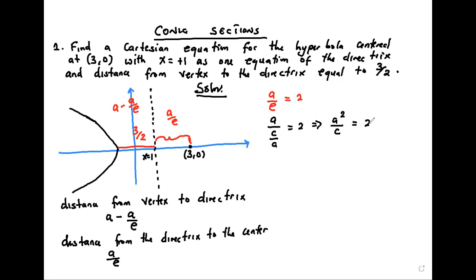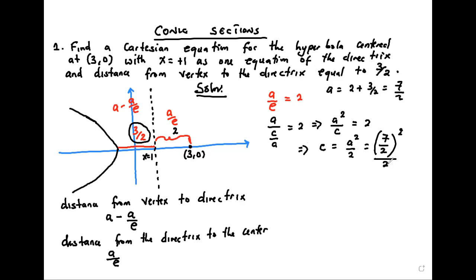But don't we know a? We know a because this is 2 plus this 3/2. So when we add, a is 2 plus 3/2, giving us 7/2. So now we come back here and say c is equal to a squared over 2. But a squared is (7/2) squared over 2. So we get 49 over 4 over 2. So c is equal to 49 over 8.